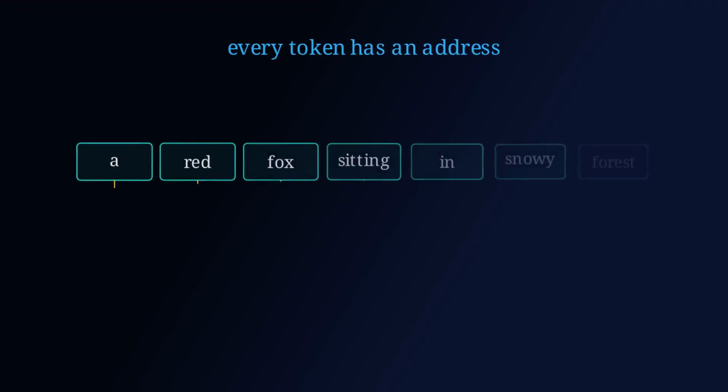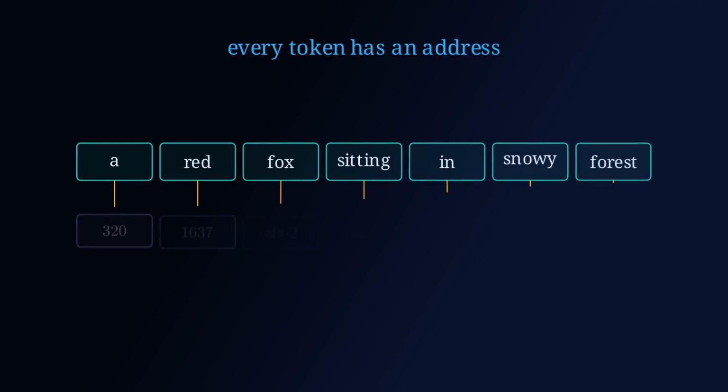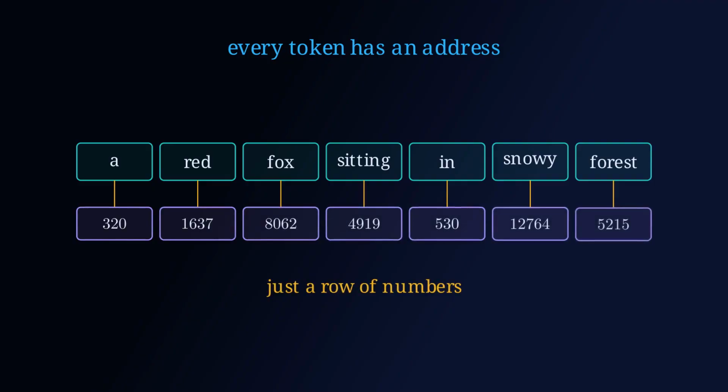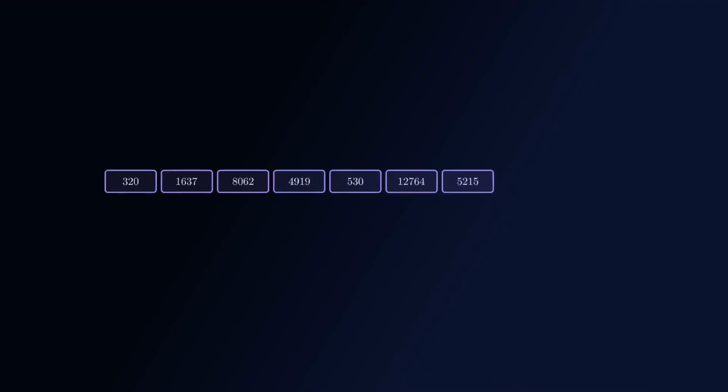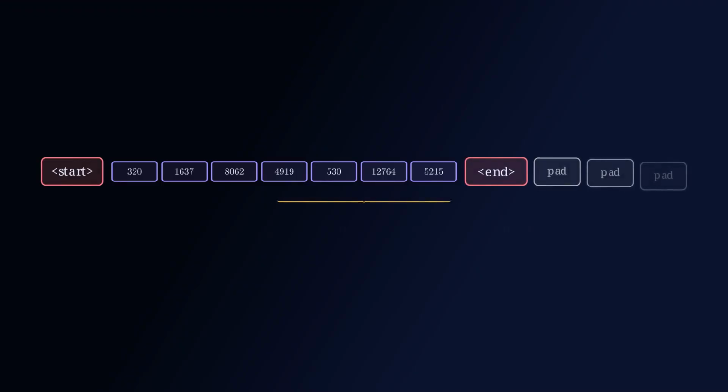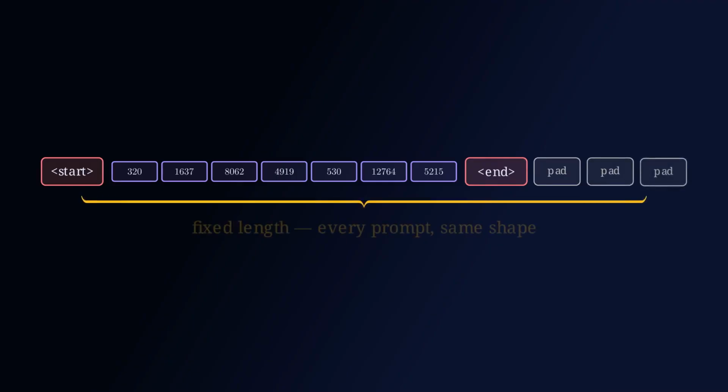Each token has an ID number, its address in the dictionary. So our sentence turns into a short list of integers. That's all the model sees at this point. Not letters, not meaning, just a row of numbers pointing into a lookup table. The model also quietly adds a couple of special tokens, one marking the start and one marking the end. And it pads the list to a fixed length so every prompt, short or long, has the same shape. Machines love predictable shapes. It lets them process everything in neat, uniform batches.